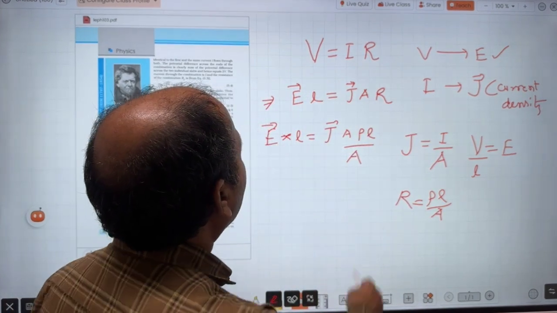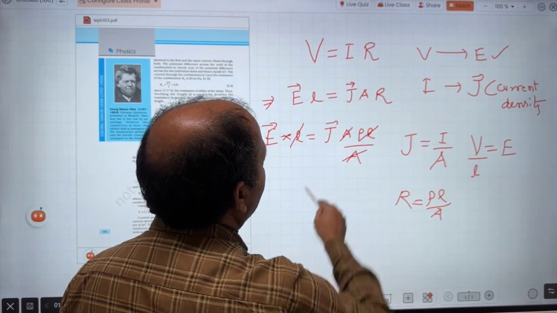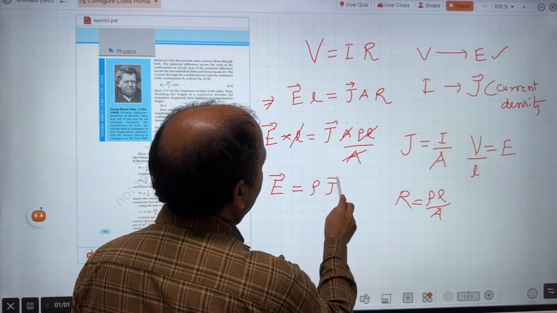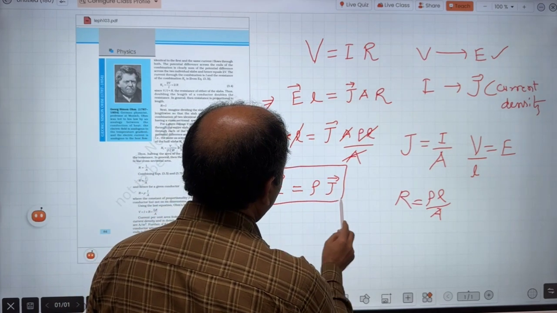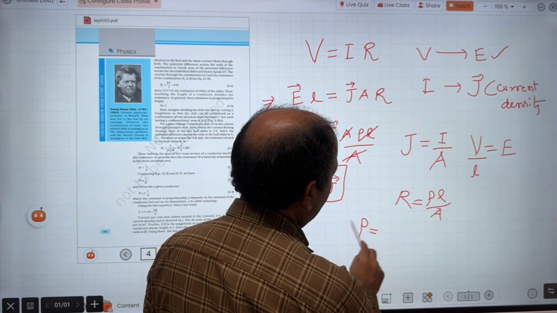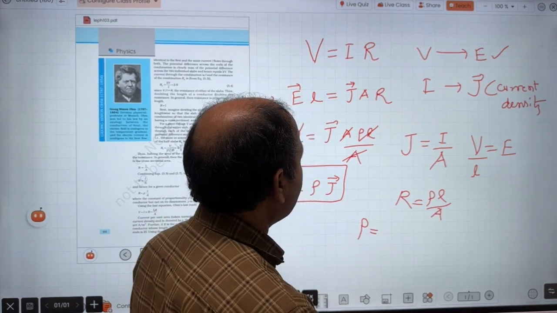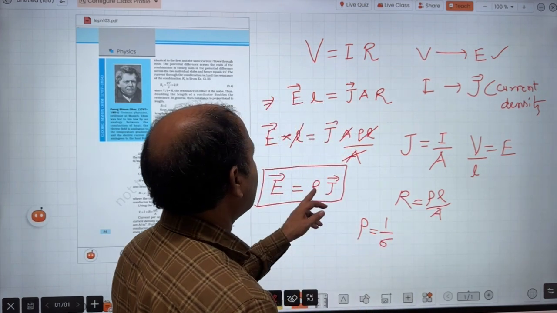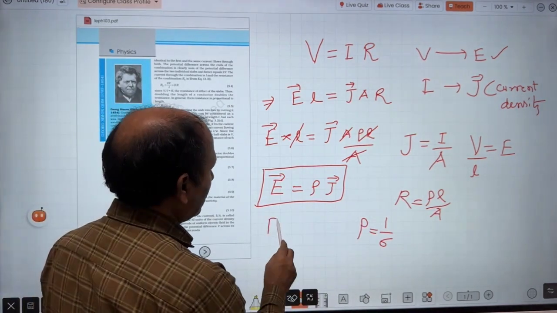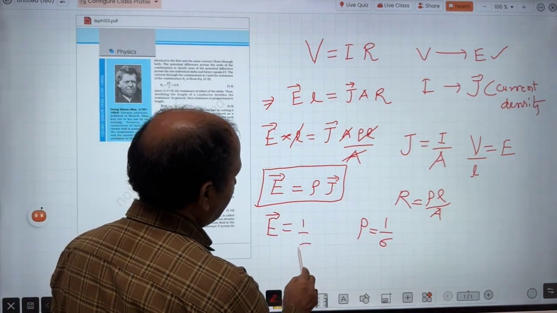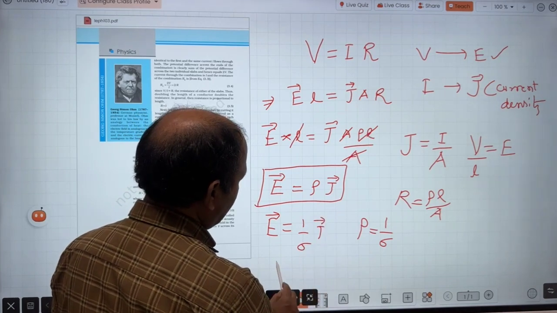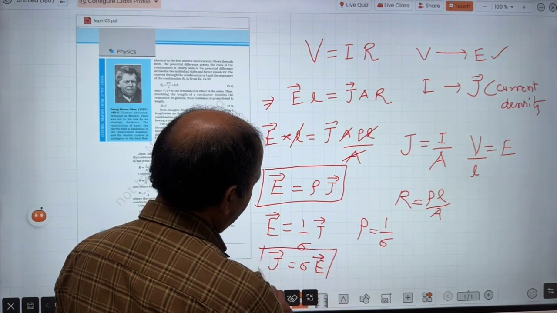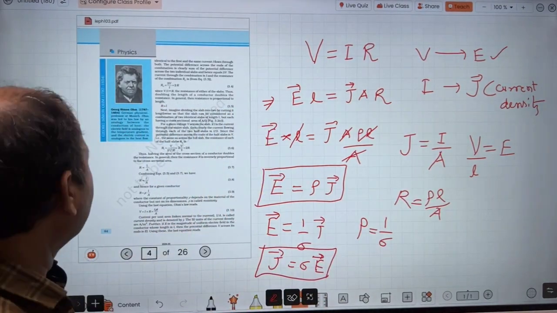So what is happening? Here L will cancel out, A will cancel out, so in vector form we will get E equal to rho times vector J. This is the vector form, where rho is resistivity. And if you remember the relation between resistivity and conductivity, rho is 1 upon sigma, where sigma is conductivity. So we can also replace rho by 1 upon sigma. So you will get another relation: E equal to 1 upon sigma times J, or J equal to sigma E. So this is another form of the same law.